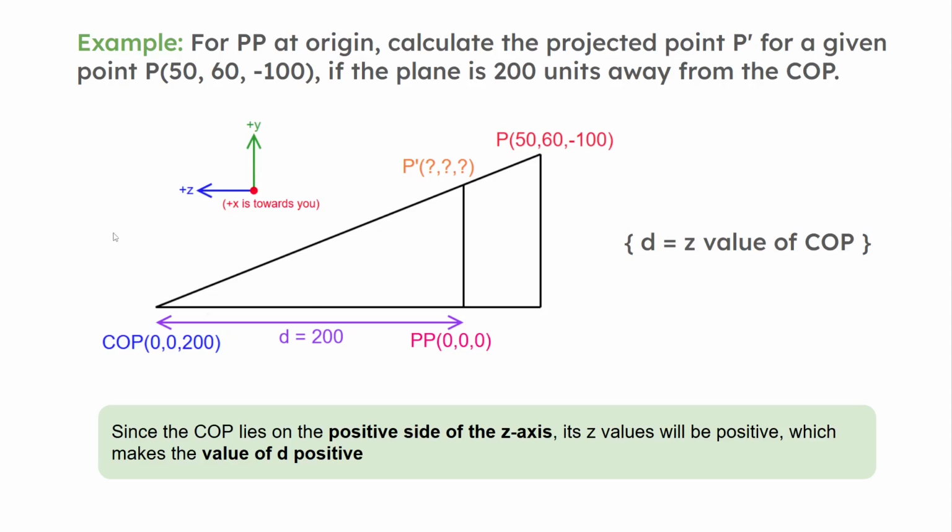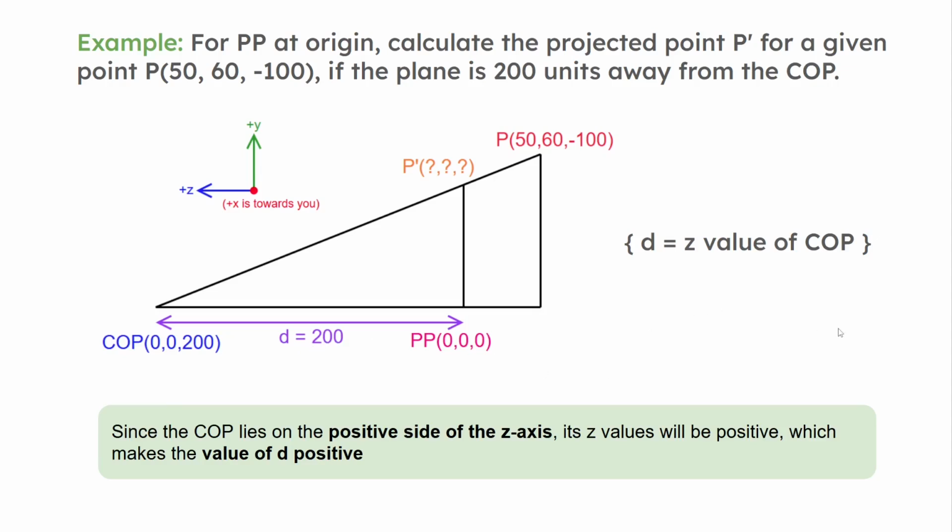And for this scenario, our COP coordinate was 0, 0, D. And it is given here that the projection plane is 200 units away from the COP. So the distance between COP and projection plane is 200 units. And since it is 200 units and it is on the z-axis, our COP is at the 0, 0, 200 point. And since our COP is on the positive z side, our D value will be positive. So D here is 200.